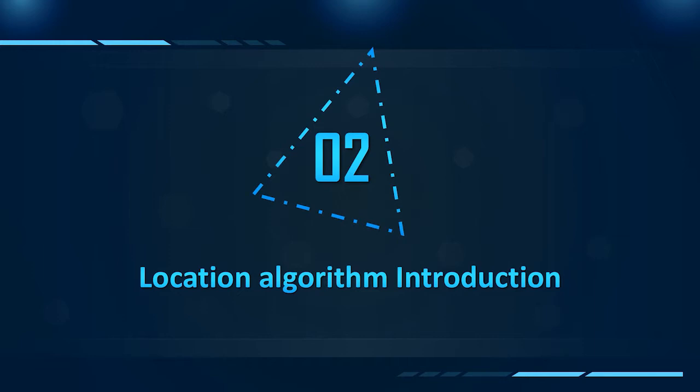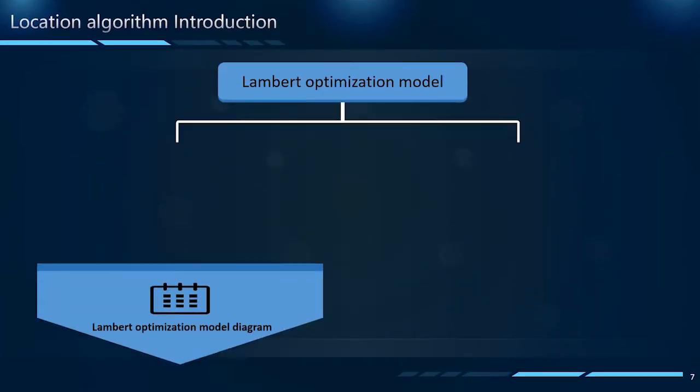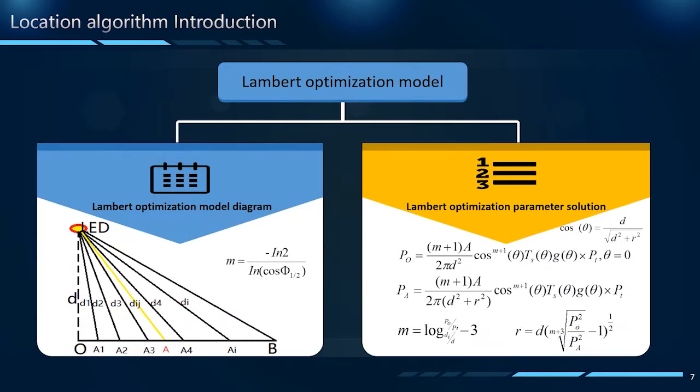In order to further improve the positioning accuracy of indoor positioning based on visible light communication, we propose an RSS fingerprint database location algorithm based on Lambert optimization model. The main work we have done can be summarized as 2 parts. First, let's focus on the Lambert optimization model proposed by this article.